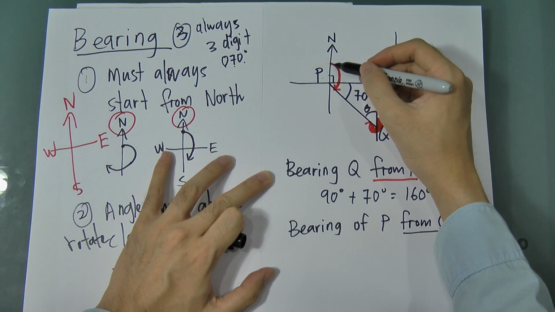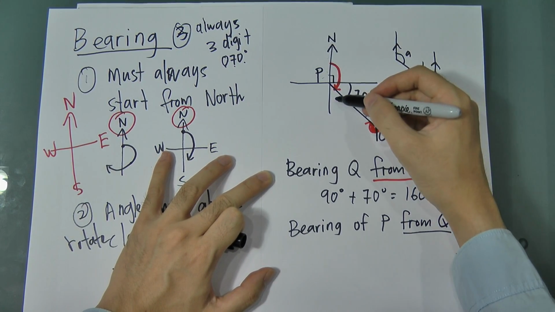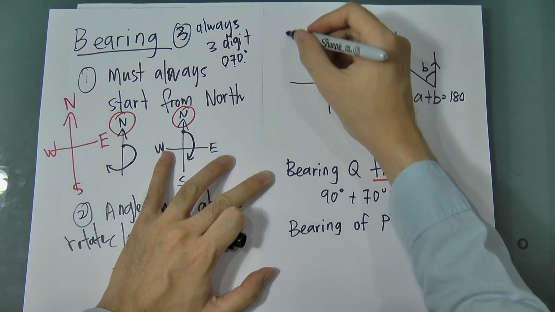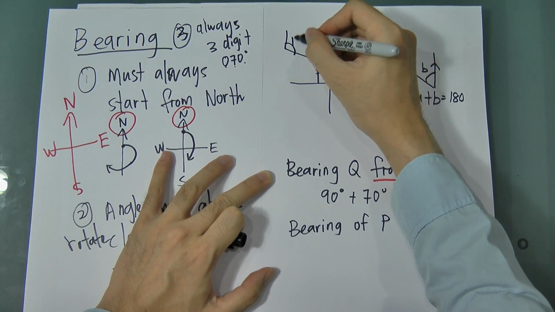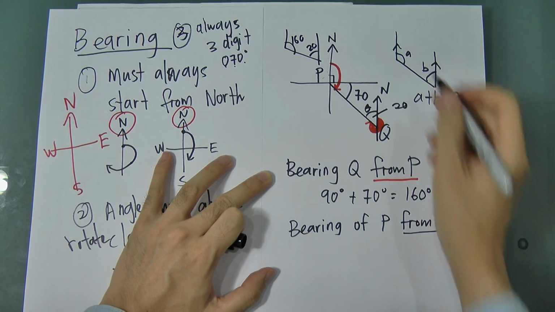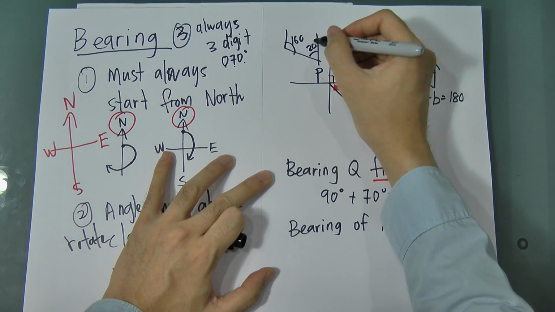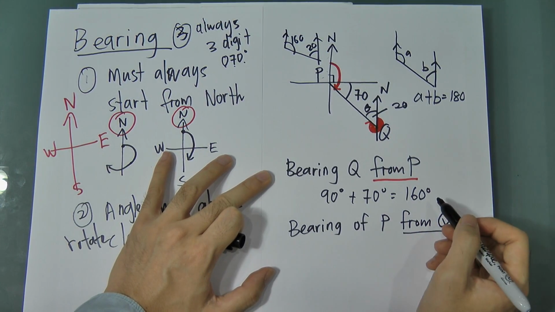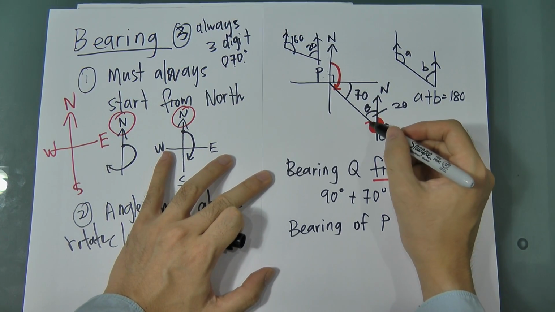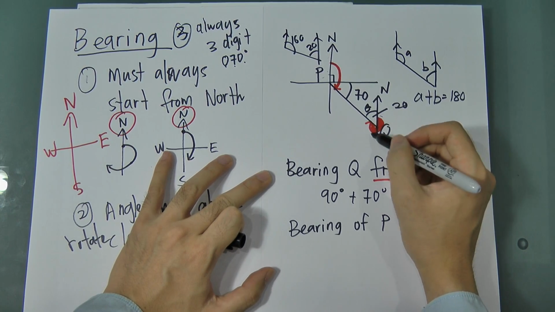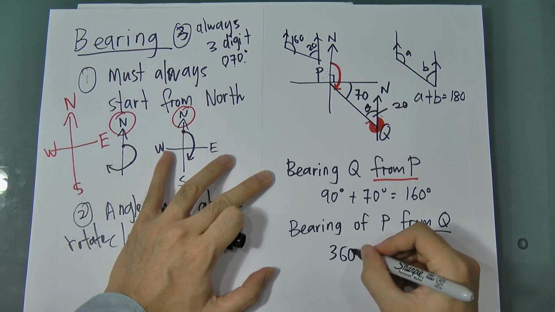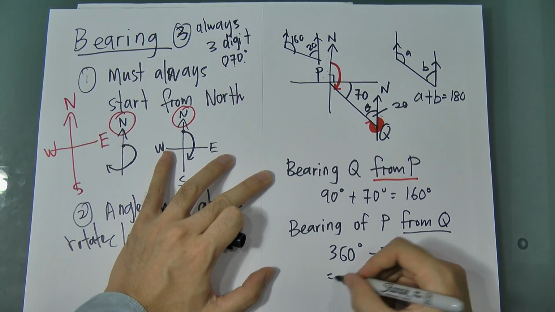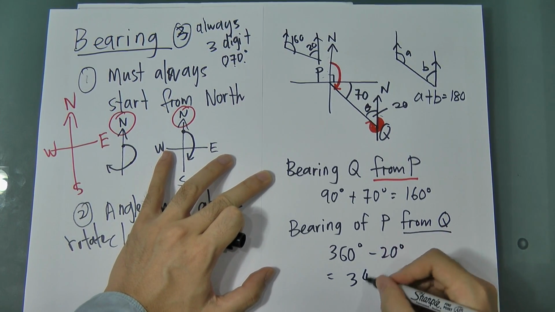So the total angle over here is 160, so this angle will be 20, because 160 plus 20 equals 180 if these two lines are parallel. So I know here will be 20. So the whole angle over here will be 360 minus 20. So the bearing of P from Q is 340.